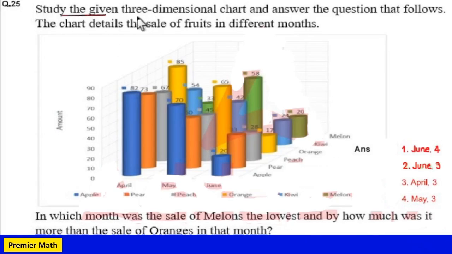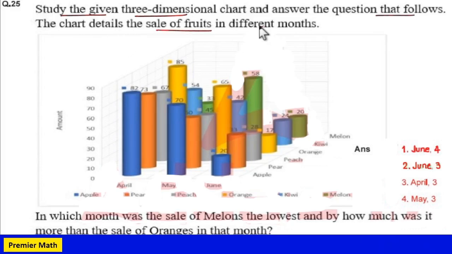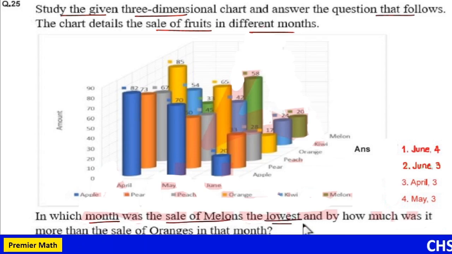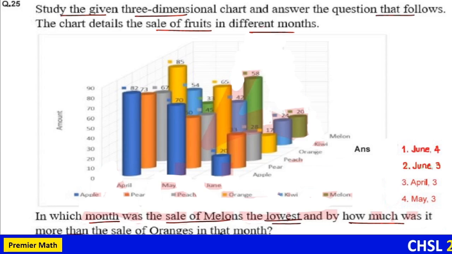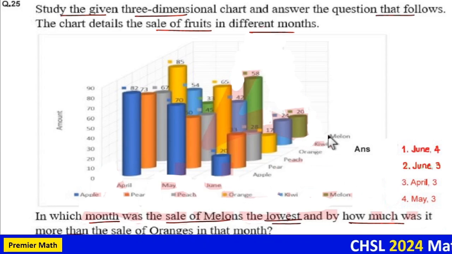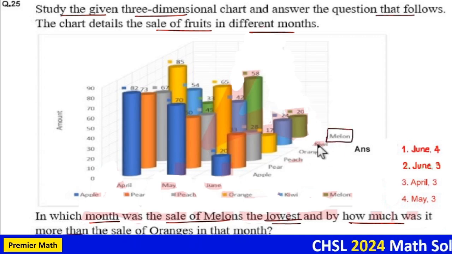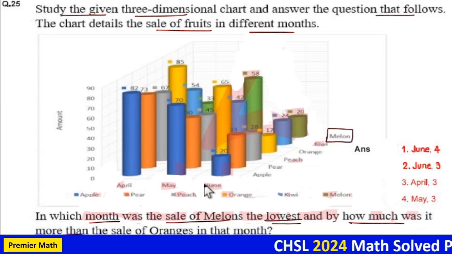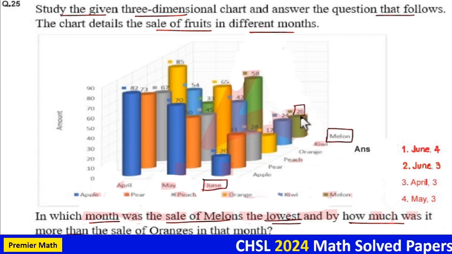Study the given 3-dimensional chart and answer the question that follows. The chart details sale of fruit in different months. In which month was sale of melons the lowest and by how much was it more than the sale of oranges in that month? Here, if you look at this graph, melon is green color. Green color graph is melon. Now, melon is lowest in June month. That is, in June month, sale of melon is 20.